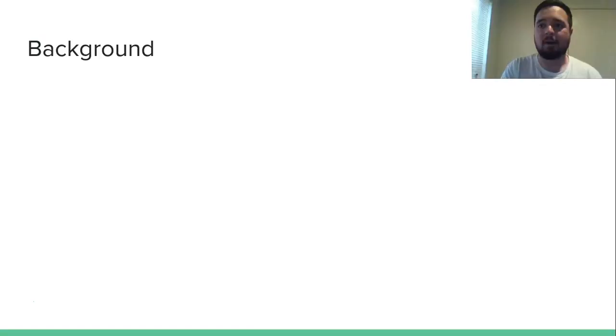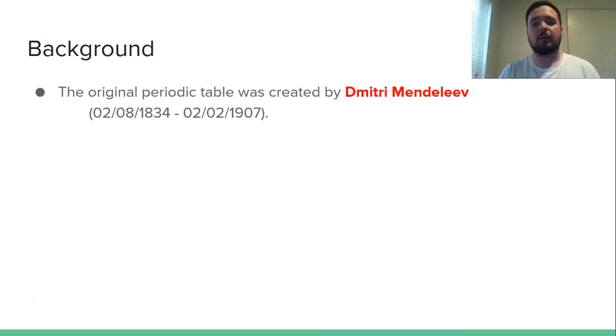So first off, just a little bit of background. The first periodic table was developed by Dmitry Mendeleev. He was born in 1834 and he died in 1907. The reason why I put these dates up is that I want you to know that the periodic table has actually not been formed for very long. The first periodic table only appeared over 100 years ago. So it hasn't been that long in retrospect of actually having a tabular form of all the elements.